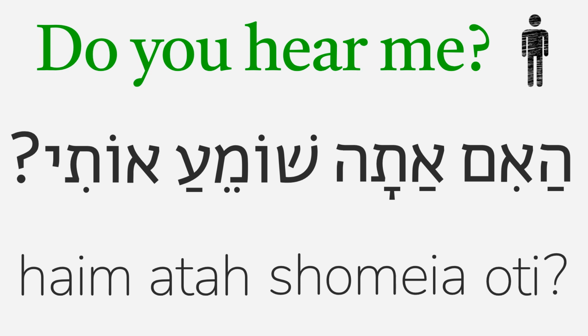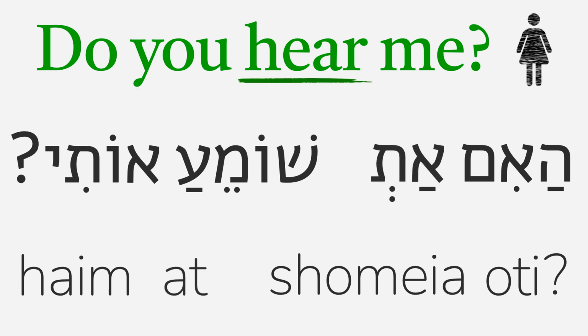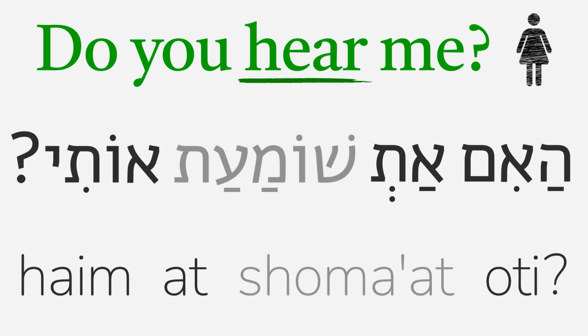If the person we were talking to in this sentence was a woman, instead of saying ata for you, we would say at. And the verb here, in feminine singular form, would be shoma'at. Ha'im at shoma'at oti? Do you hear me?